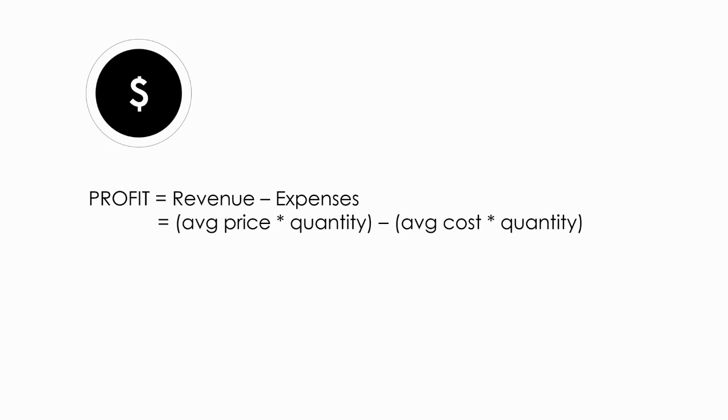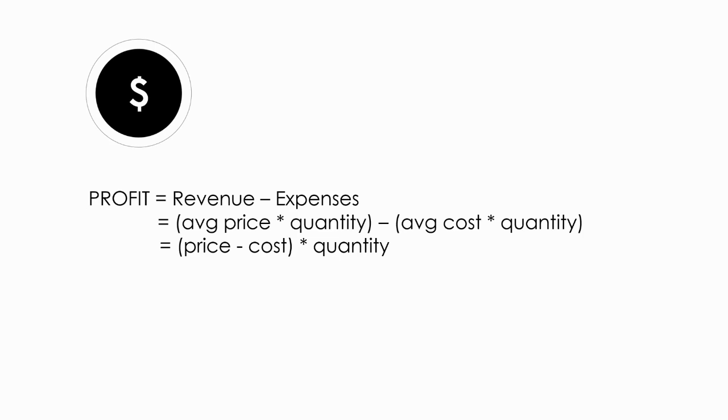I prefer the simpler version of this. In other words, price minus cost times quantity. So you see, there are really only three ways to increase profit. Change the price, change the cost, or change the quantity sold. It's really that simple. Everything you do as a marketer can be tied back to these three simple things that drive profit.